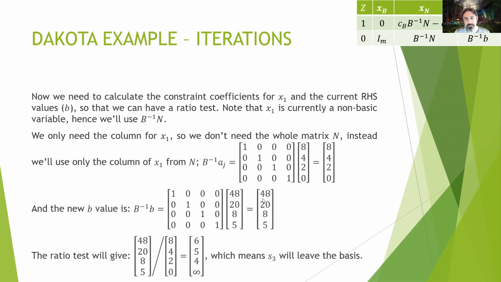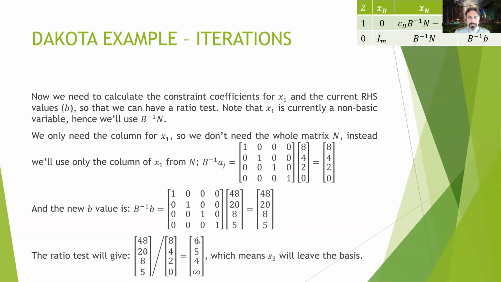The right-hand side values are the same anyway, 48, 28, and 5, because what we need to do is multiply B inverse with the small b, the right-hand side values, so that we get the current right-hand side values, but it's the initial step, so they are the same as the starting values, 48, 28, and 5. So what we need to do is do the ratio test, so divide 48, 28, 5 by, respectively, 8, 4, 2, and 0.